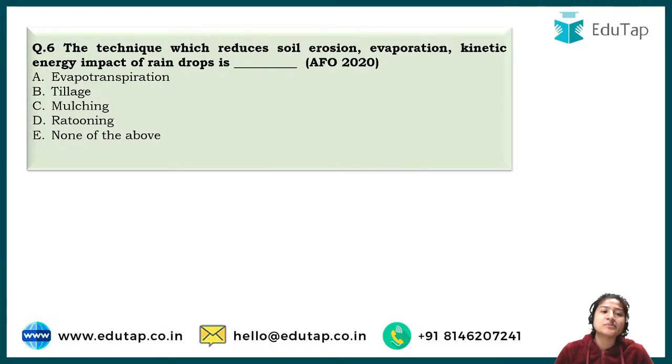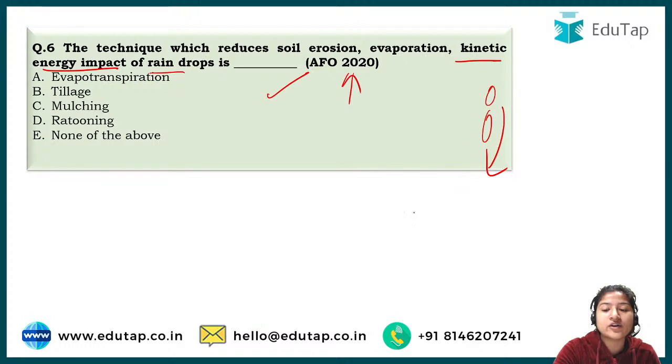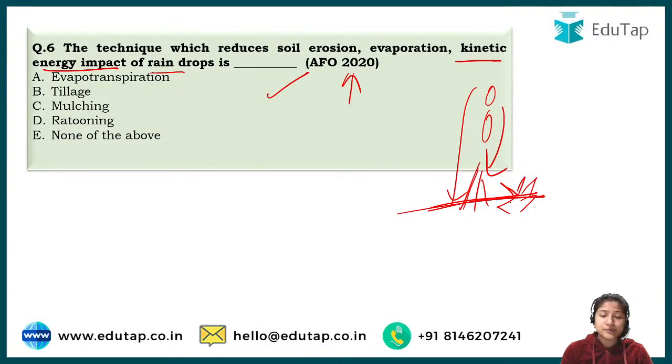The next is question number 6: the technique which reduces soil erosion, evaporation, and the kinetic energy impact of raindrops is called what? This is a question from the AFO 2020 examination. Kinetic energy impact of rain means how much force the raindrop has when reaching the soil surface. If the force is quite high, you get splash erosion. Those who attended my previous class already know what splash erosion is.